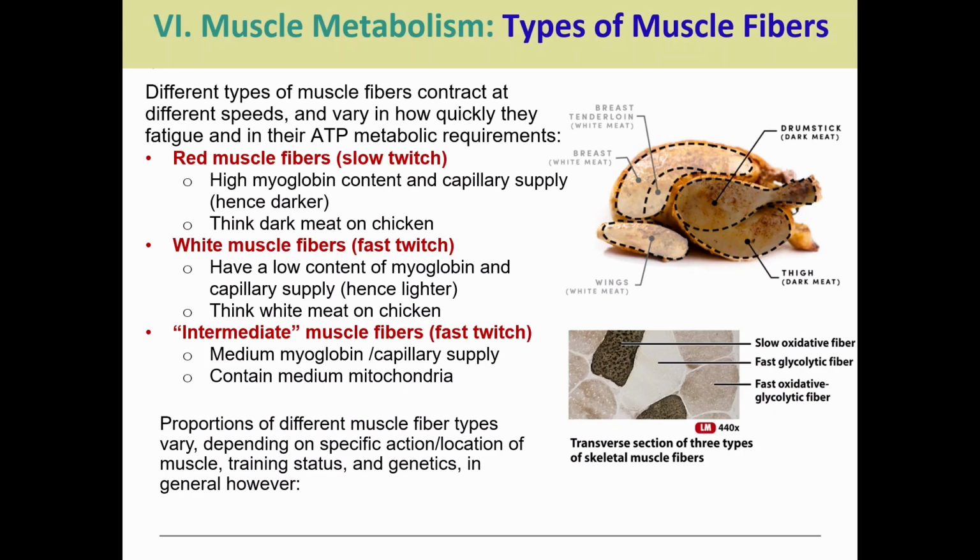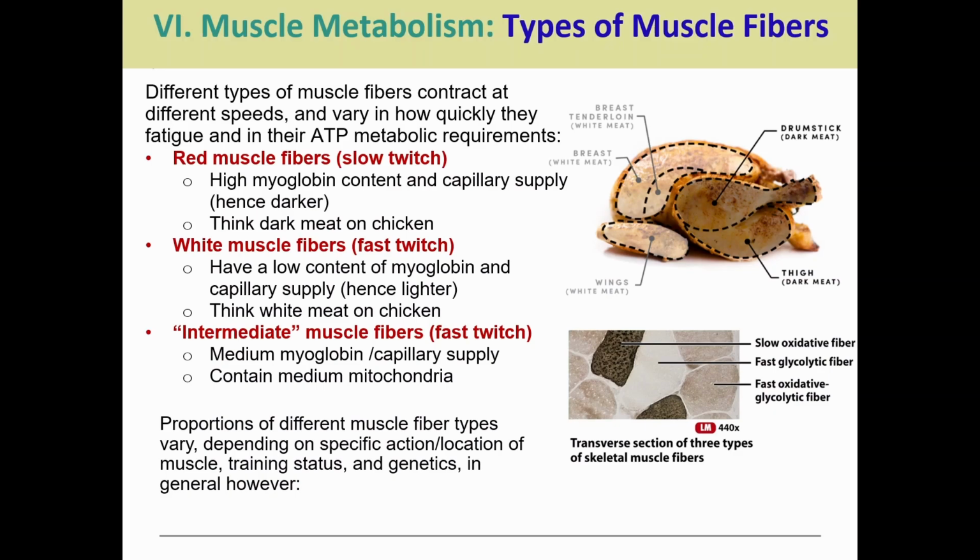Whereas white muscle fibers, or fast twitch, don't have as much myoglobin, and they don't have the same capillary supply. This is white meat. This is going to be more fast twitch. They're also going to vary not just in their myoglobin content, but also in the mitochondria that are available, with the fast twitch having fewer mitochondria and the slow twitch having more. We also have the intermediate. This is another fast twitch, where we're kind of in between the red and the white muscle fibers. So same thing, medium amount of myoglobin, medium number of mitochondria.